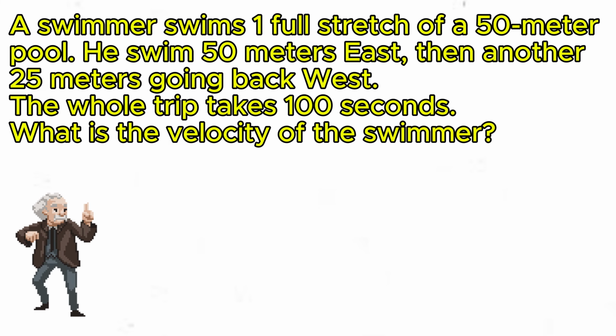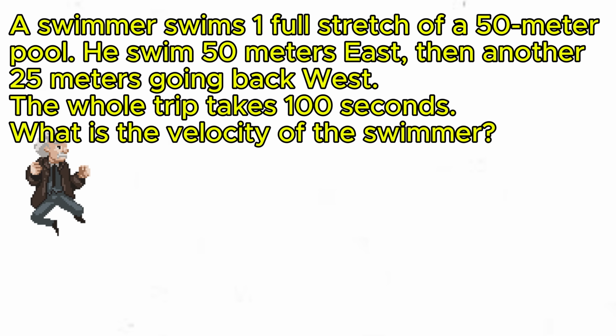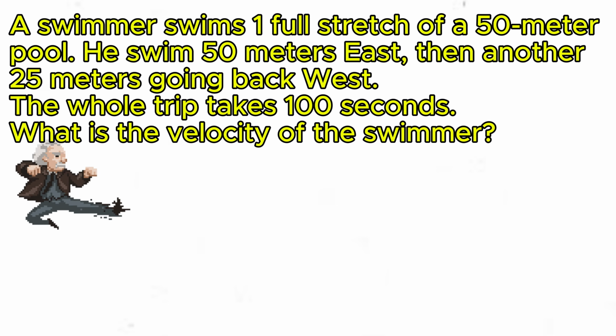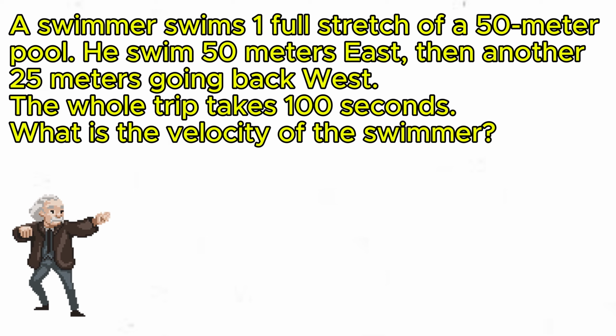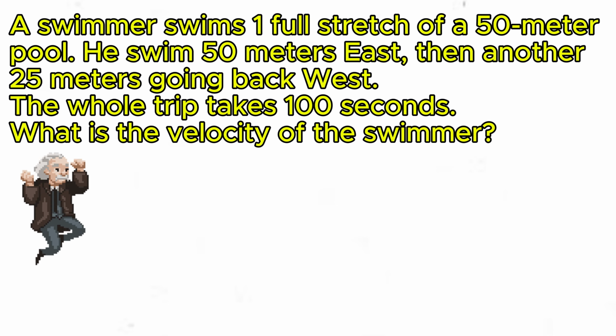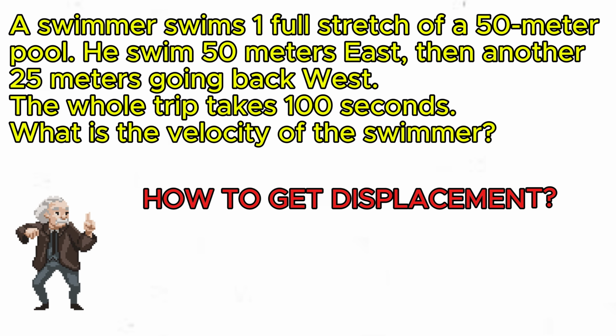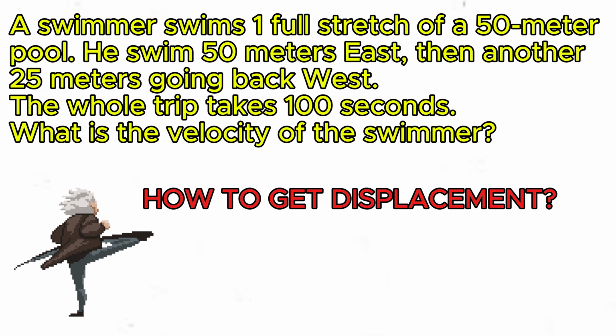Example 2: a swimmer swims one full stretch of a 50-meter pool. He swims 50 meters east, then another 25 meters going back west. The whole trip takes 100 seconds. What is the velocity of the swimmer? Here's the trick: get the displacement first. It's a little bit tricky, but trust me, it's easy.